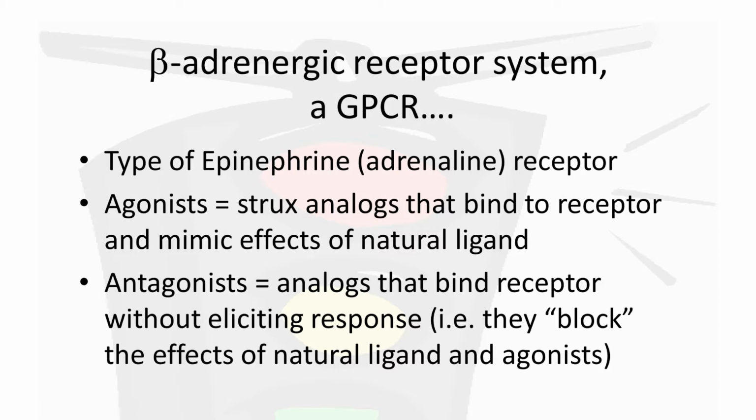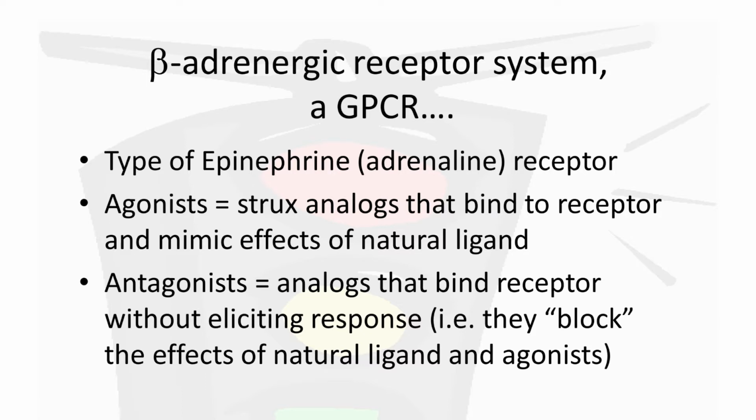Okay. And once again, to review, an agonist is some type of analog that will bind and elicit the effect of the natural ligand, whereas an antagonist is what binds and eliminates the effect. So there is no response, so it blocks it. It's a competitive inhibitor. And here we're just looking at some specific examples.